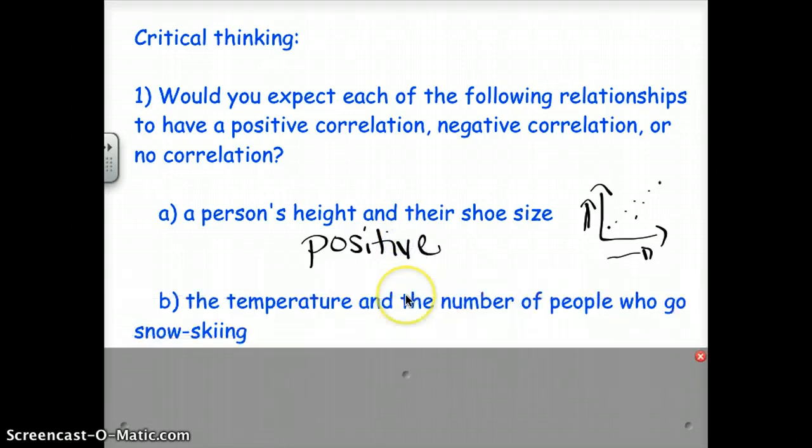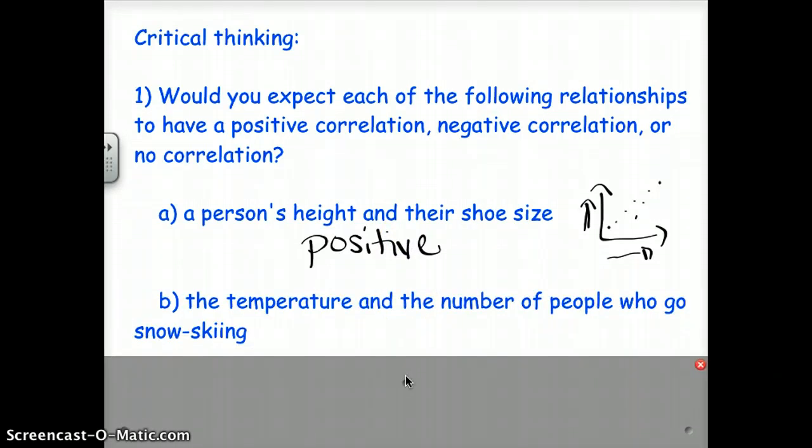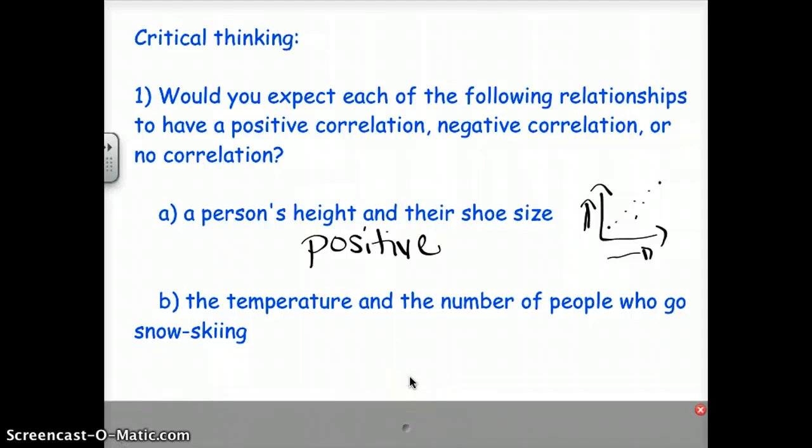Okay. Second one, the temperature, so the outdoor temperature, and the number of people who go snow skiing. Think about what might happen here. Okay, I might think again, I might try to visualize a graph until I'm getting really good at this. As the temperature gets hotter and hotter, snow melts a lot. So, when it's cold and you have snow, you probably have more people skiing up here. And as it gets hotter and hotter, there'd probably be fewer and fewer people skiing because they'd have to go to Alaska or something like that to be able to ski. This is probably going to have a negative correlation.